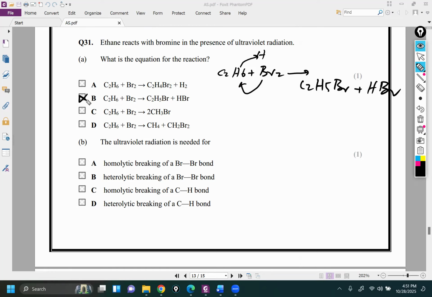The ultraviolet radiation is needed only for the first initiation step, where the bromine bond breaks down homolytically and we get two free radicals. So homolytic breaking of the Br-Br bond, so this is the correct option.